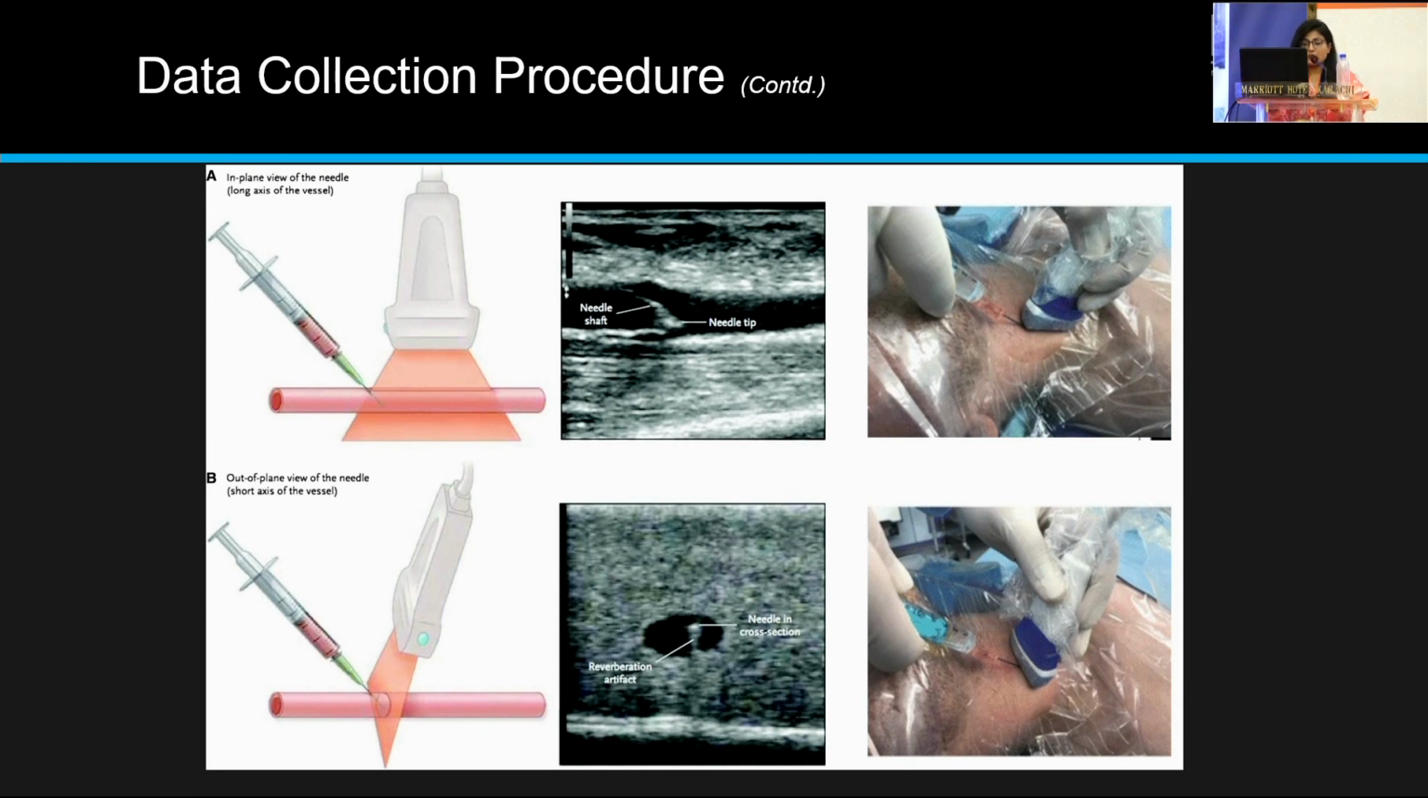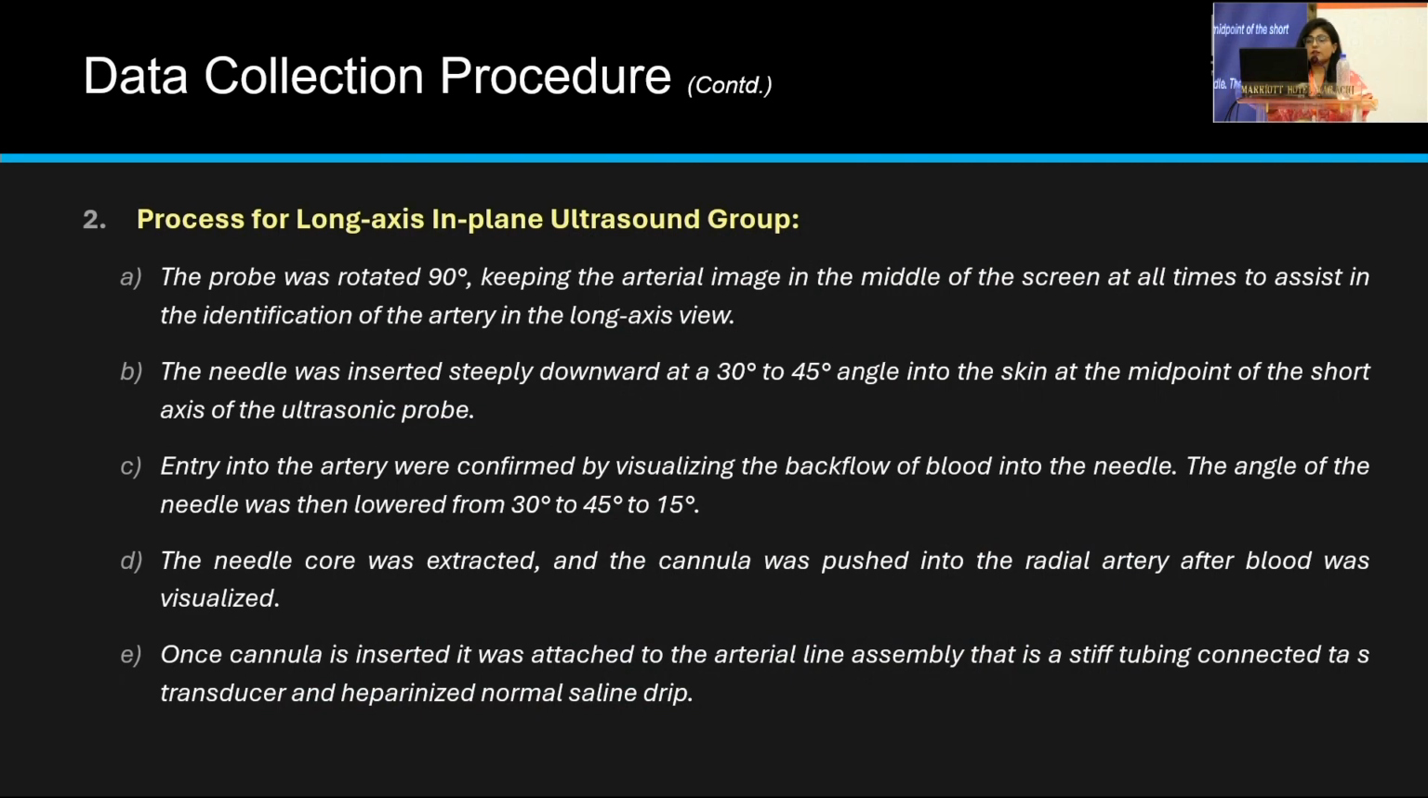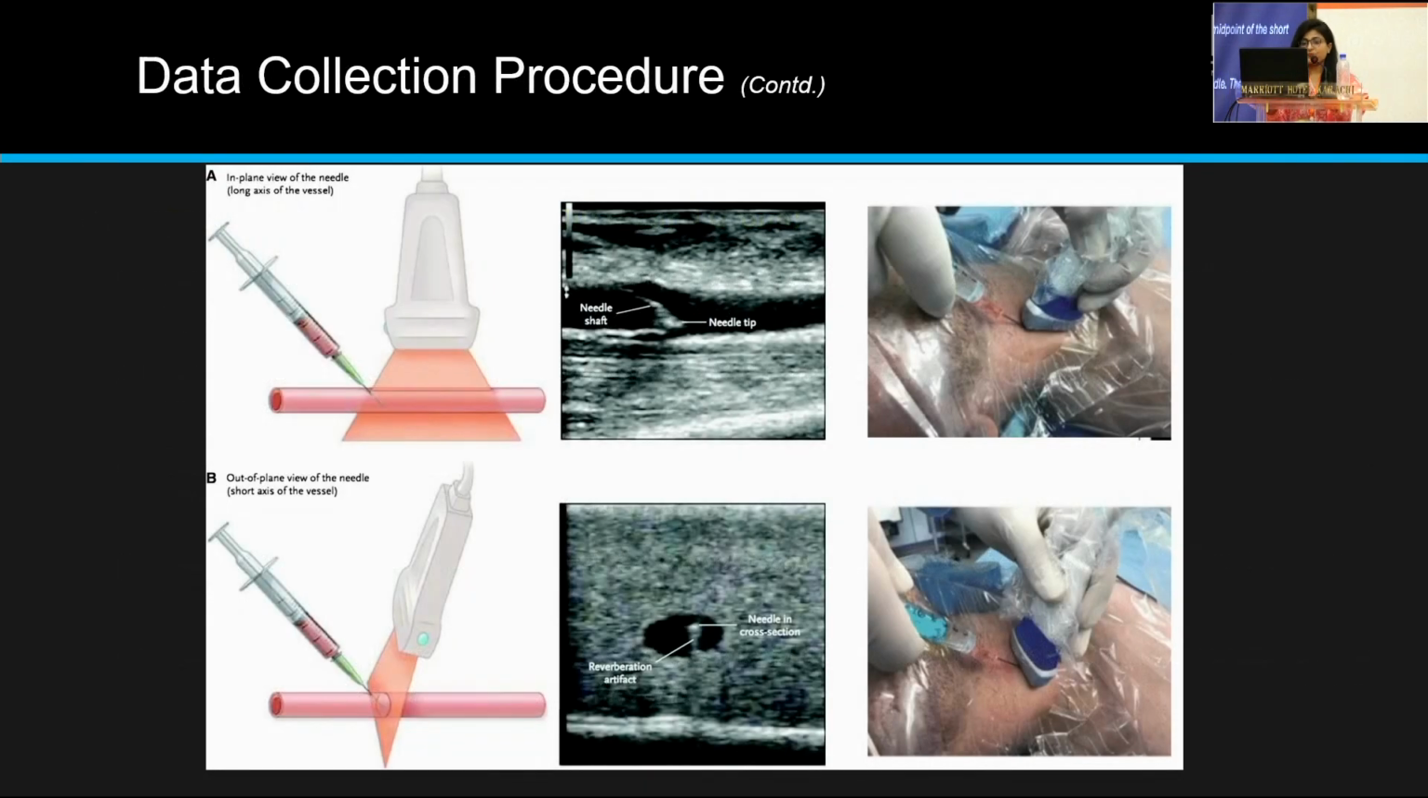Here is a diagram showing both axes. In the long axis, the probe was rotated by 90 degrees, and the artery appeared as a longitudinal anechoic shadow. Here, after the injection of 1 ml of 2% xylocaine, the needle was inserted downward at an angle of 30 to 45 degrees.